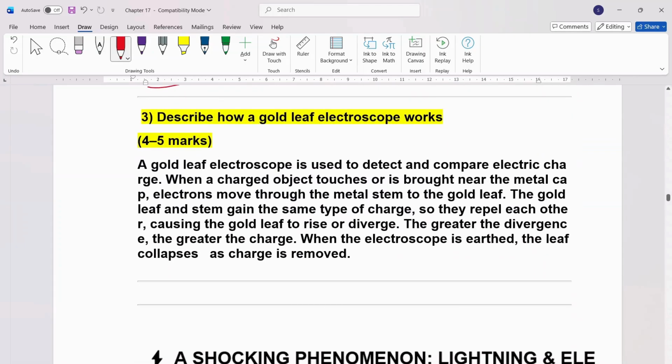Let's discuss another question. Describe how a gold leaf electroscope works. So the answer is: a gold leaf electroscope is used to detect and compare electric charge.